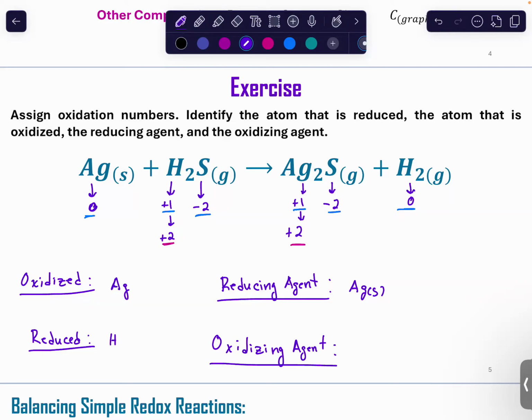And the same thing here, the oxidizing agent has the element in it that was reduced because it's taking electrons. Yes, but the entire compound. Hydrogen sulfide gas. So when you're looking at the agents, you want the whole molecule. So that's not too bad.